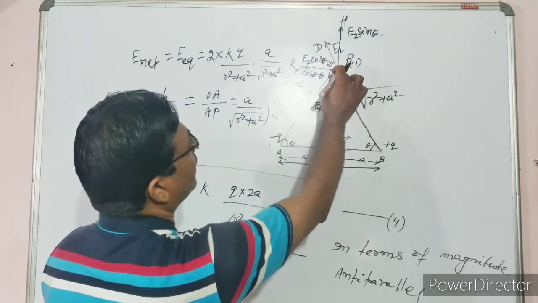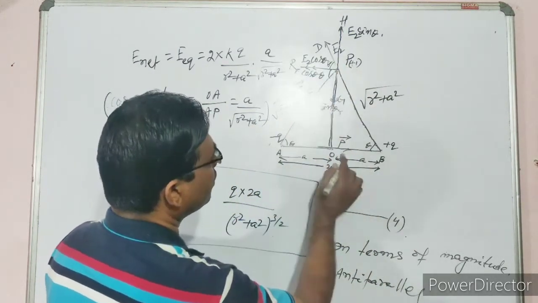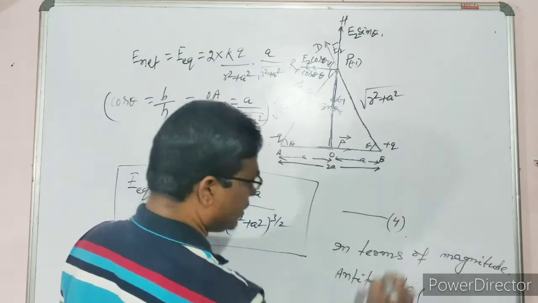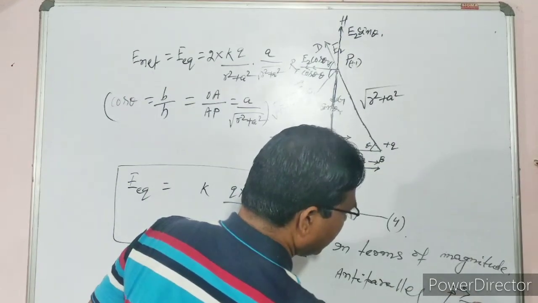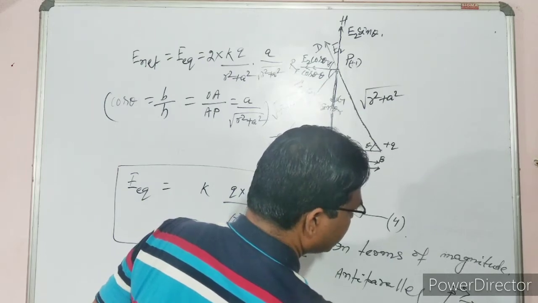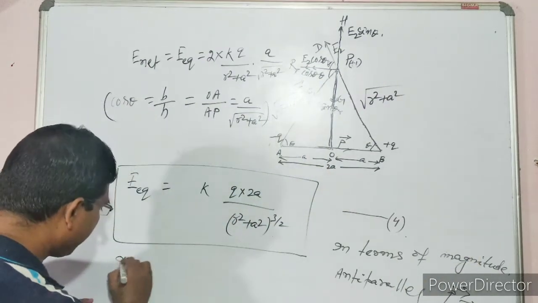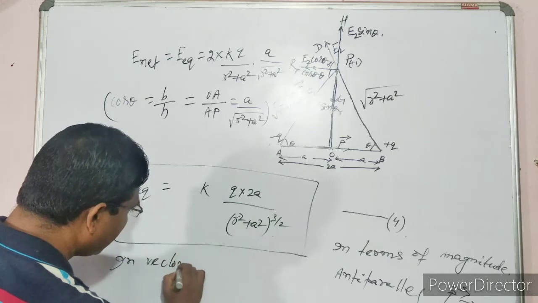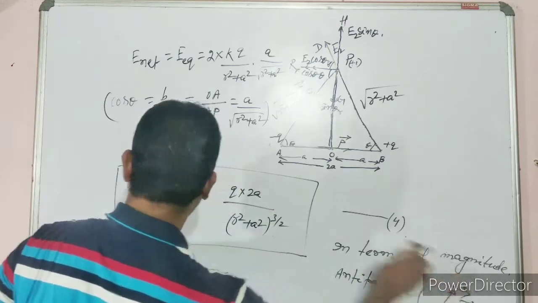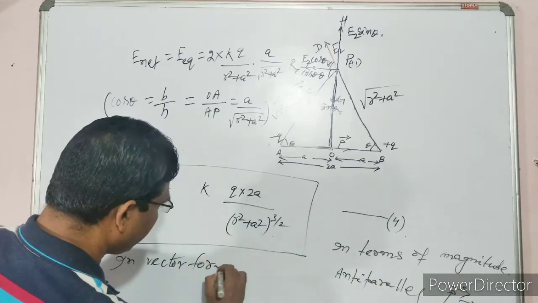The electric field direction is anti-parallel to the electric dipole moment. So P is the electric dipole moment. Understand? So what you are getting? In magnitude, that means scalar form. In vector form, what will you write?